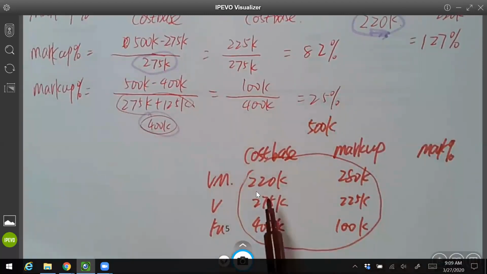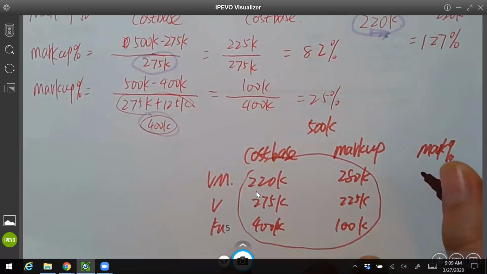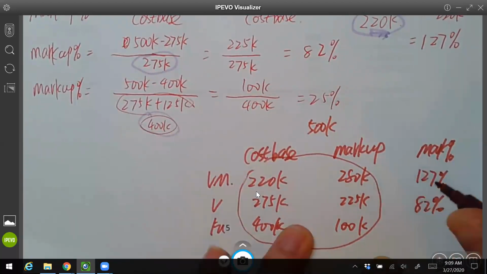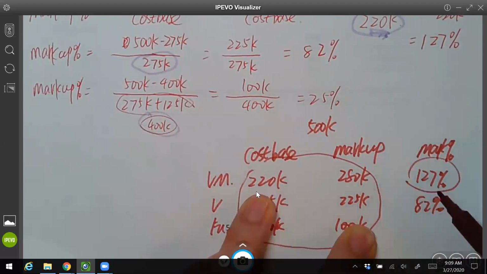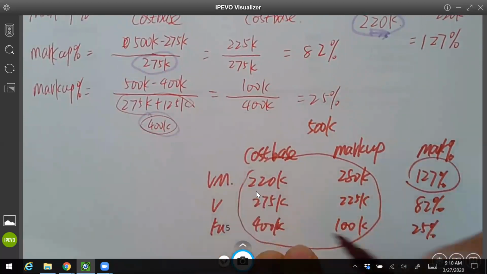So if your base is small, you have to mark up big. If your base is big, you mark up small. Similarly, the markup percentage is similar, right? So if your base is small, you have to mark up very large. If your base is large, you just need to mark up 25%.